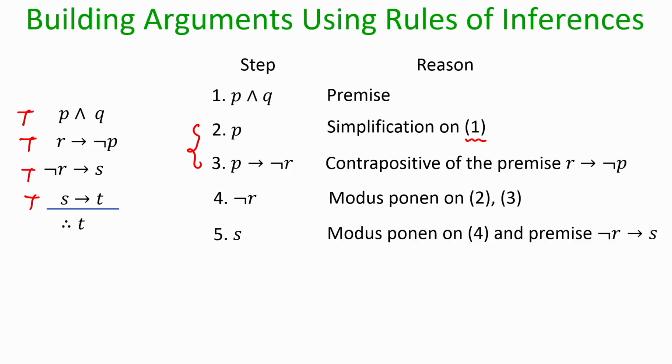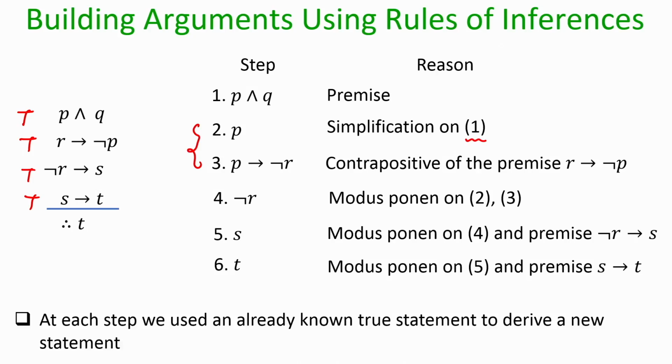And now, if negation R is a true statement, and anyhow I am given the premise negation R implies S, which I am assuming to be true, then based on these two statements, by applying the modus ponens, I can come to the conclusion S. And again, if S is a true statement and if my premise S implies T is a true statement, based on these two things I can come to the conclusion T.